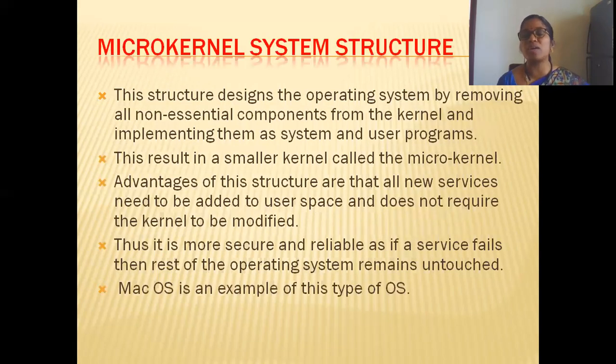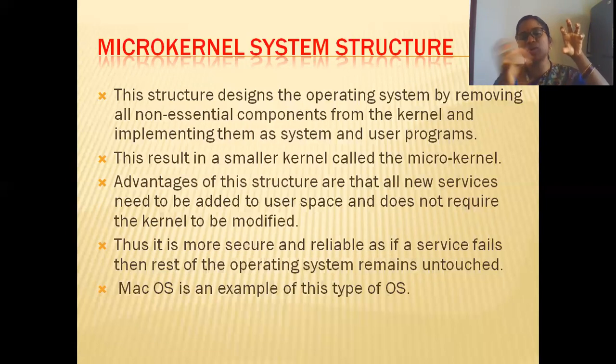Next is the microkernel system structure. Here we are making the microkernel. Micro means simpler. We know the kernel has access to all the devices, all the resources available with our machine. So we have another structure here called microkernel. What does it do? We'll see. This structure designs the operating system by removing all non-essential components from the kernel, because the kernel is already fed with many responsibilities.